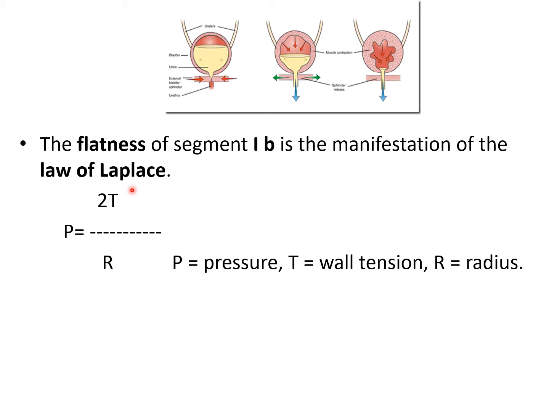Now during filling, when urine is accumulating within the urinary bladder, it gives rise to an increase in the tension of the bladder wall. As the tension in the wall, or the numerator, is increasing, it is supposed to increase the pressure within the bladder. But in the 1B segment, there is no such increment of pressure, because the denominator, the radius, also increases. If there is an increment of both tension and radius, P remains constant during this 1B phase of the cystometrogram.